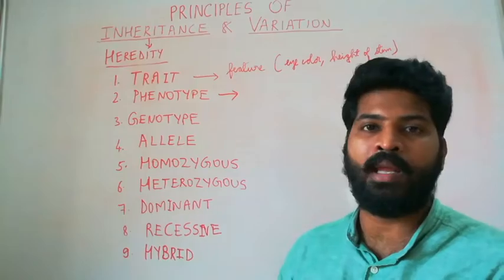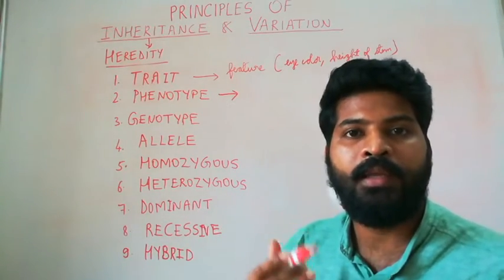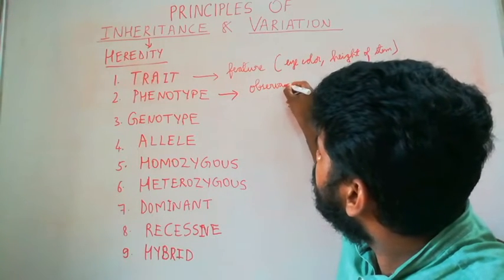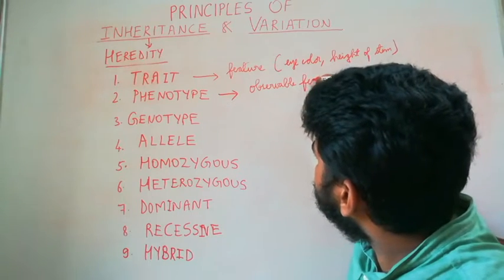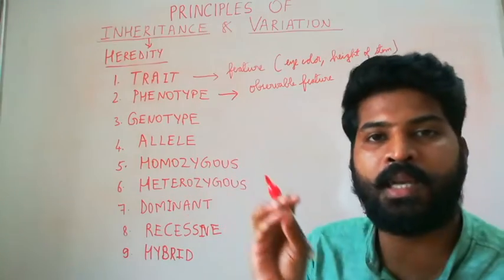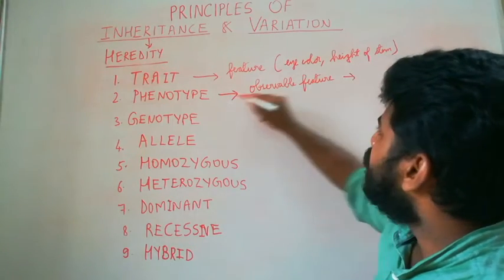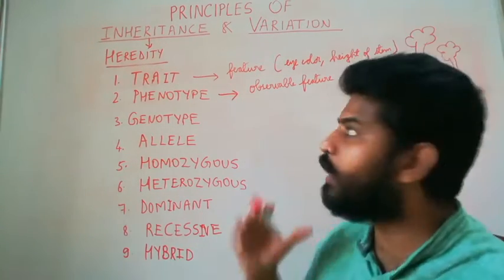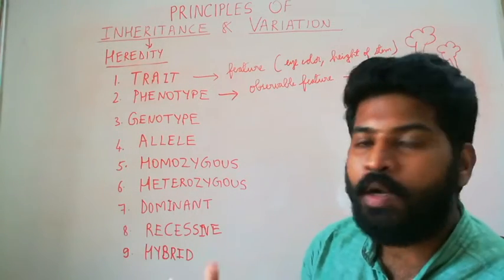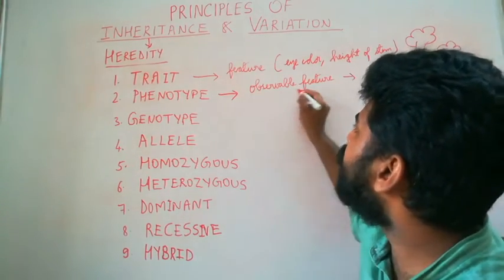Phenotype. Pheno means what is observed, what we see. So it is an observable feature. For example, let us say stem height. Is the stem tall or is the stem dwarf? So that is a phenotype. So color of the eye, is it black, is it blue, is it brown? We can see it. So that's what is called a phenotype. It's an observable feature.